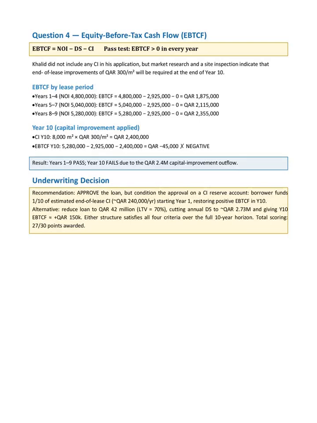This page is question 4, the equity before tax cash flow test. The formula EBTCF equals NOI minus debt service minus capital improvement. The pass test requires EBTCF positive every year. The table shows years 1 through 10, with EBTCF figures by lease period. Year 10 with the capital improvement applied is negative. Underwriting decision: approve the loan but condition the approval on a CI reserve account.